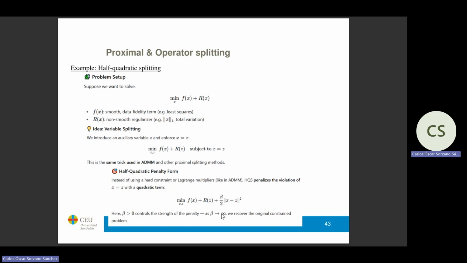And if you make it too large, then you are back to this problem, because you are forcing strictly that X is equal to z.